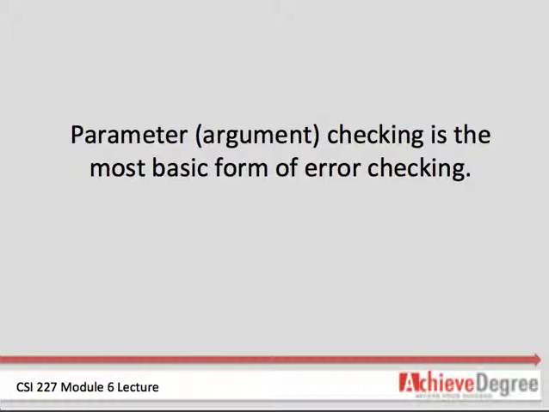Parameter or argument checking is the most basic form of error checking. When a method is called, inside the method you can check to make sure that the variables passed are valid variables. Way back in 1998, a security hole was found in 3 of the most popular email programs.